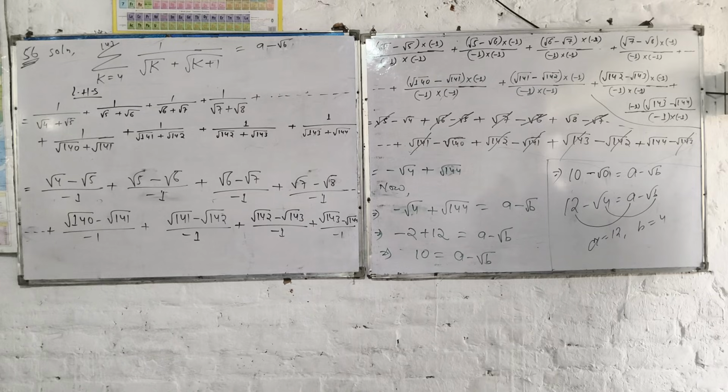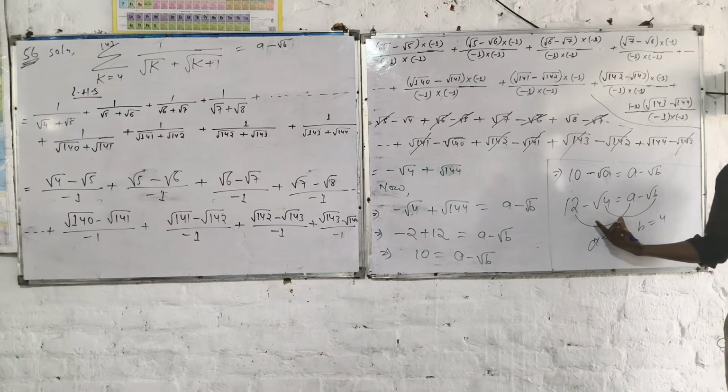Options are there, 12 and 4. Anywhere? Is there an option? Only 12 in the option? No need for 12 in the option? Of course we can do that. Absolutely we can. 10 can be written as 12 minus root under 4. Right? 10 can be written as 12 minus under root 4.